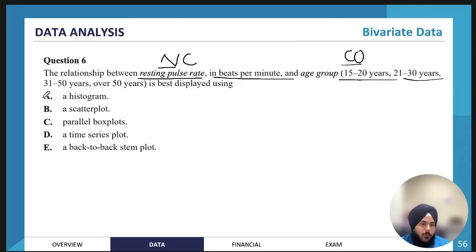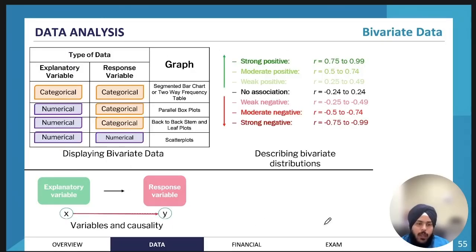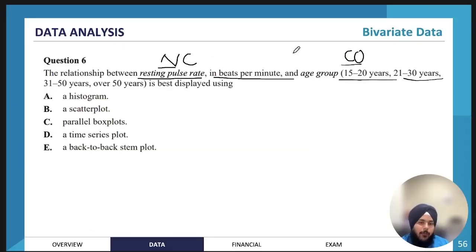So if we look back to the different ways that we can represent data, it's definitely not going to be scatter plots. And it's also not going to be back-to-back stem and leaf plots, because for stem and leaf plots, we usually have more than one categorical variable. It's definitely not going to be a time series plot, and it technically can be a parallel box plot.